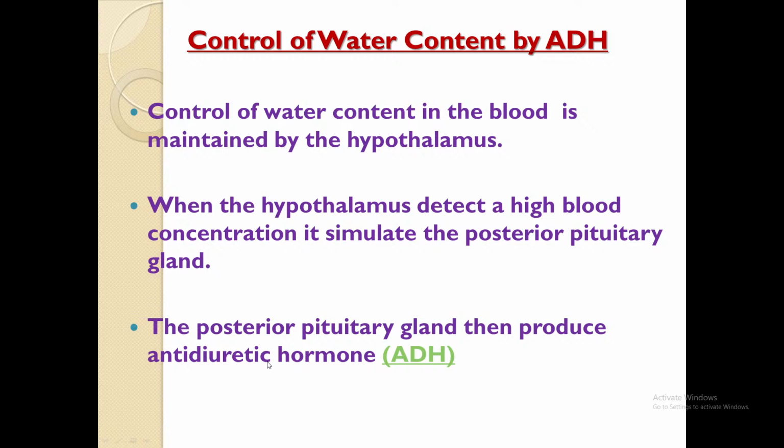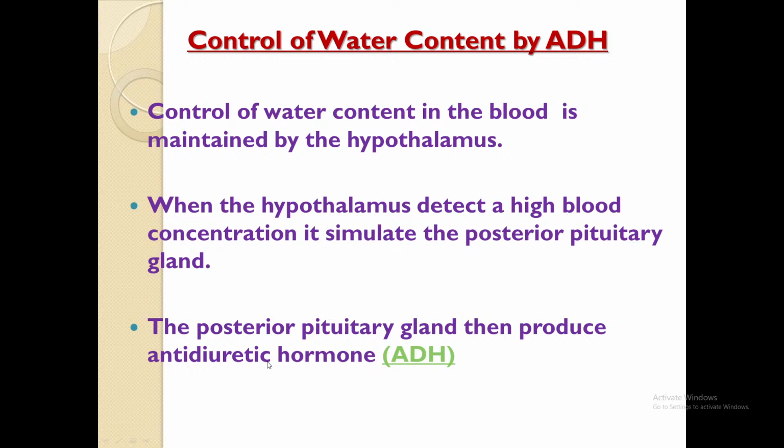Now they are saying that the hypothalamus will now stimulate, or it's going to tell what is known as the posterior pituitary gland. Right, so again, the hypothalamus will detect it and realize it, and then after realizing that the blood water content is low, meaning that the blood is highly concentrated, that hypothalamus will now pass on the information to our next gland that is known as the posterior pituitary gland. So what the posterior pituitary gland is going to do now is produce this hormone that is called the antidiuretic hormone.